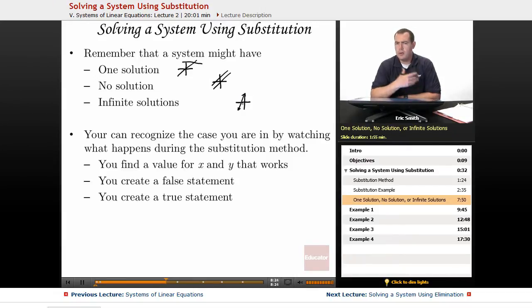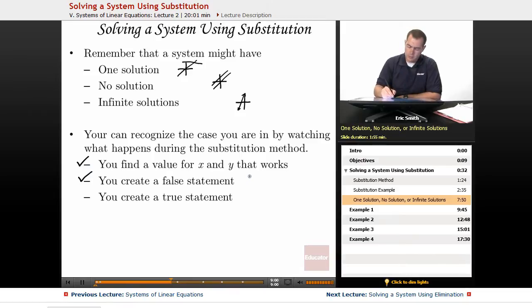But now that we're doing things more algebraically, we won't be able to visually see what case we're in. So how is it we figure out if it has no solution or an infinite amount of solutions? Well, it all depends on what values you get while going through that solving process. So if you go through the substitution method and you can actually find an x and y that work, then you know that it has a solution, and it has one solution. So nothing strange happens. If, however, you go through that substitution method and you end up creating a false statement, it means that there is actually no solution to the system.